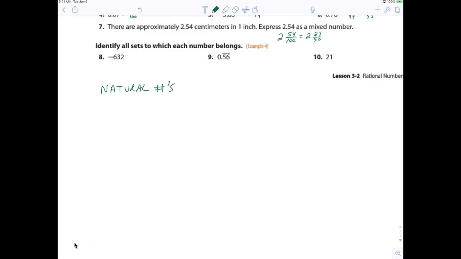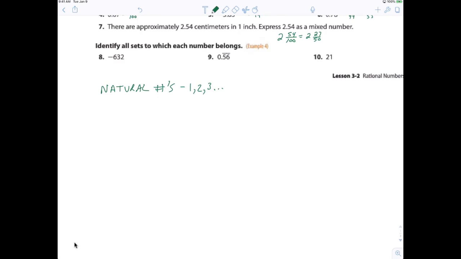Does anybody remember what natural numbers start with? Thank you, Jack. Yes, they start with positive numbers. That is correct. What's the first positive number? 1. Very good, Jack. 1, 2, 3, dot dot dot. Now, what do the dots mean? 4, 5, 6, 7, 8, 9. It goes on forever. So natural numbers start at 1.